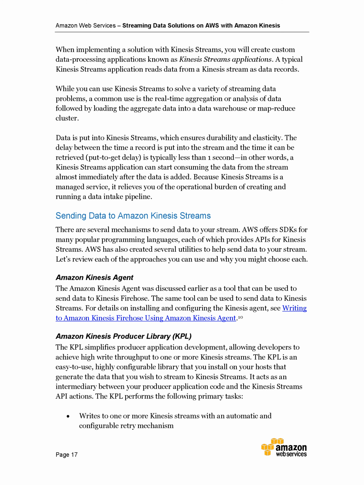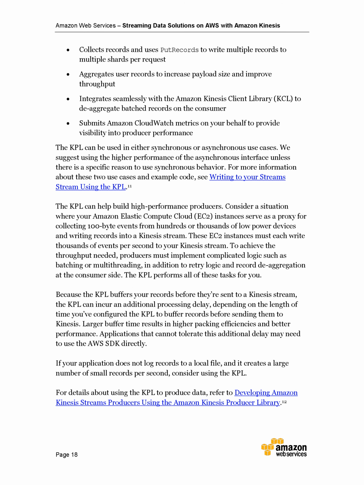The KPL performs the following primary tasks. Writes to one or more Kinesis streams with an automatic and configurable retry mechanism. Collects records and uses PutRecords to write multiple records to multiple shards per request. Aggregates user records to increase payload size and improve throughput. Integrates seamlessly with the Amazon Kinesis Client Library, KCL, to aggregate batched records on the consumer. Submits Amazon CloudWatch metrics on your behalf to provide visibility into producer performance.